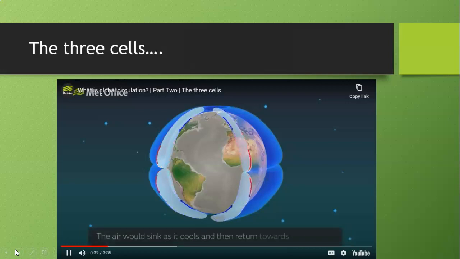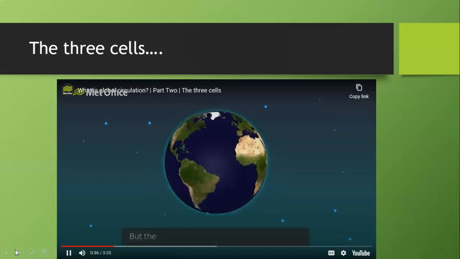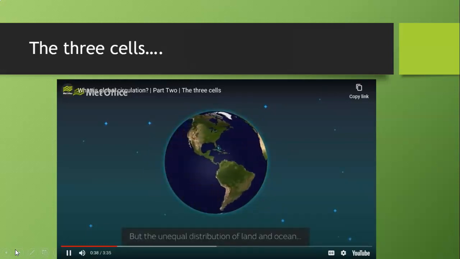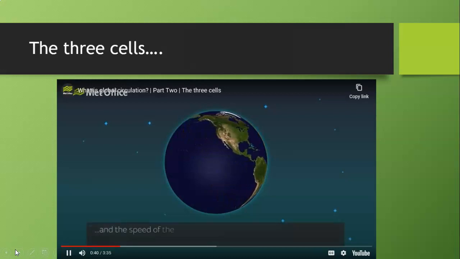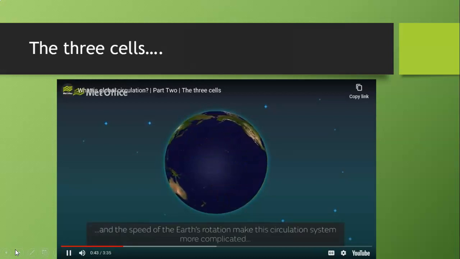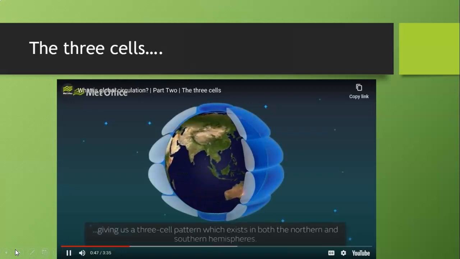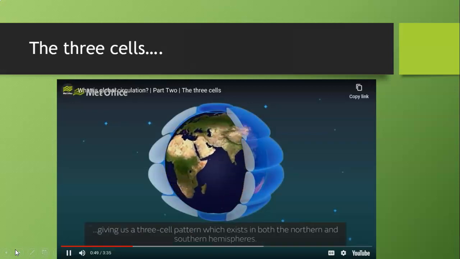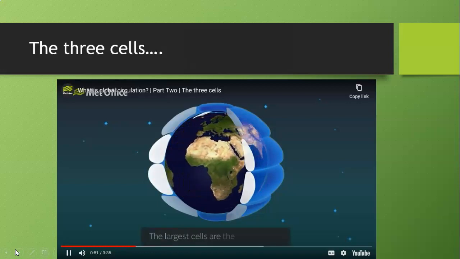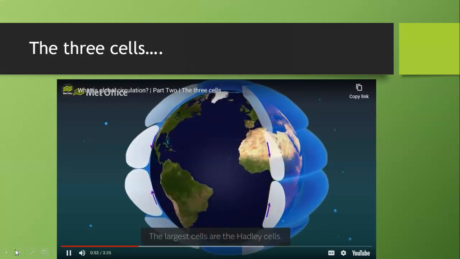The air would sink as it cools and then return towards the equator. But the unequal distribution of land and ocean and the speed of the Earth's rotation make this circulation system more complicated, giving us a three-cell pattern which exists in both the northern and southern hemispheres. The largest cells are the Hadley cells.